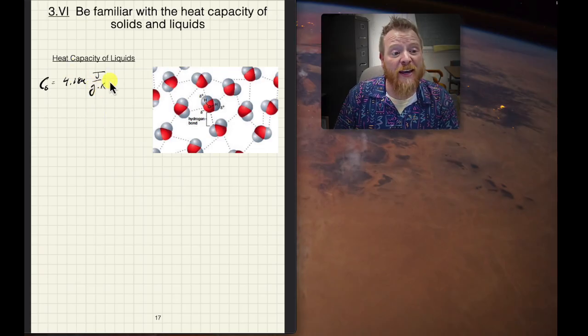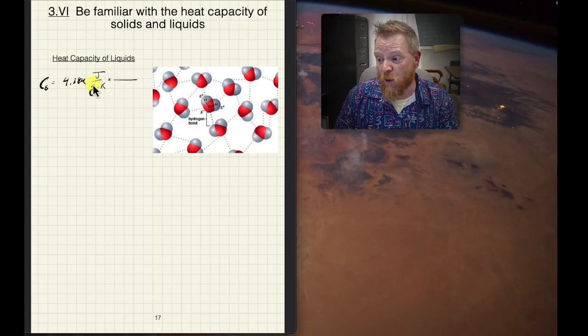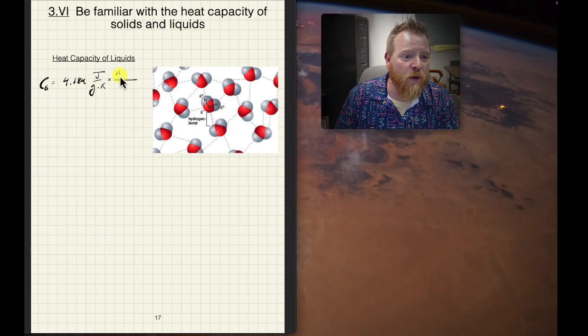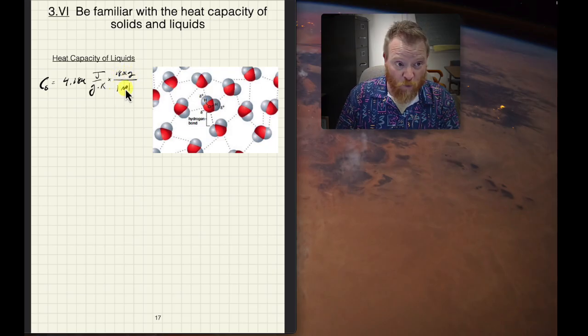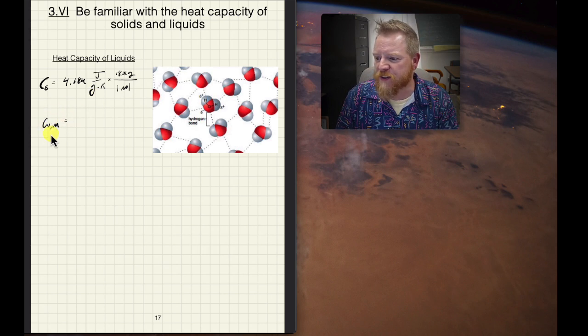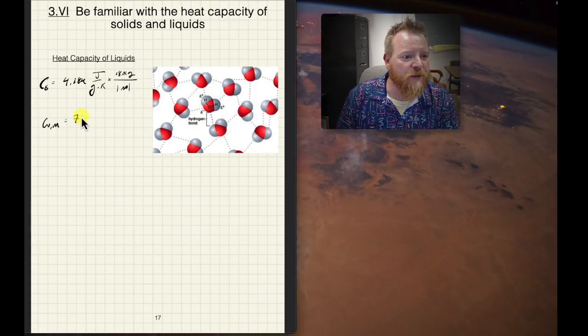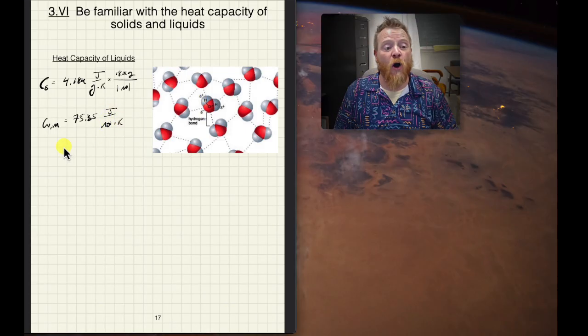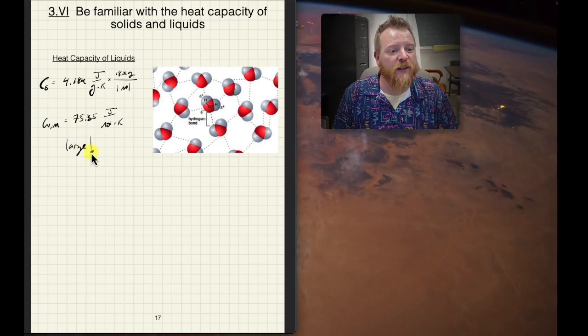I can convert that into its C_VM value by just multiplying it by the molar mass. So we can say multiplied by 18.01 grams in 1 mole for water. And now that gives me C_VM for water, which is equal to, with 4 sig figs, 75.35 joule per mole per K. Okay, so that is large. I'm going to write that down. That is a large value, right?